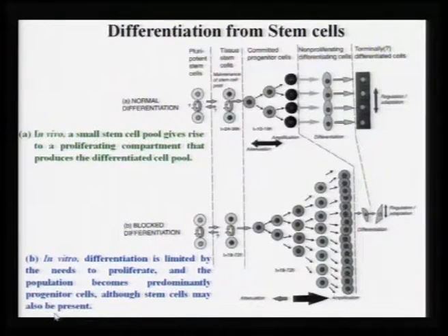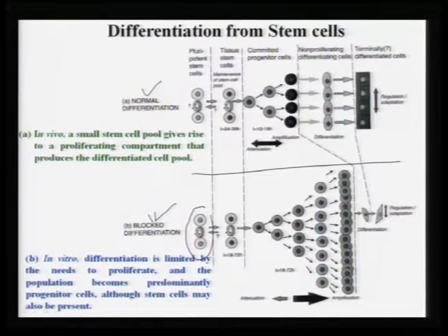There are two types of differentiation: one is called normal differentiation, another one is blocked differentiation. Blocked differentiation is what happens in the case of in vitro study. In vitro means the culture medium in a laboratory. Here, differentiation is limited by the need to proliferate. So, there are two things here: one is differentiation and one is proliferation. This differentiation is limited by the need to proliferate, and the population becomes predominantly progenitor cells, although stem cells may also be present.